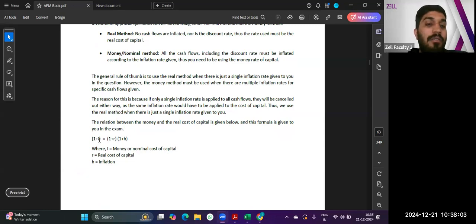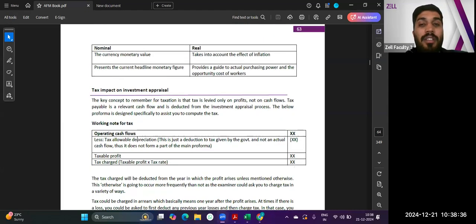How do you calculate? 1 plus i is equal to 1 plus r into 1 plus h. That means i means money, r means real, h means inflation. If you want to arrive at a money cost of capital inflated, it is nothing but 1 plus real cost of capital into 1 plus inflation. Now, using this formula, you might sometimes be given the money cost of capital and you need to calculate the real cost of capital. Using the mathematical equation and just plugging the numbers into the very same formula, you can do it. Clear?